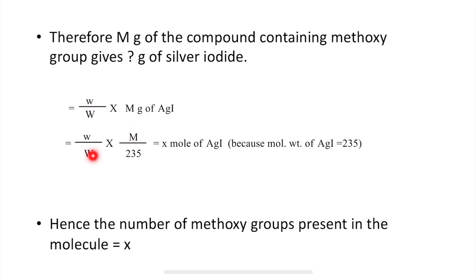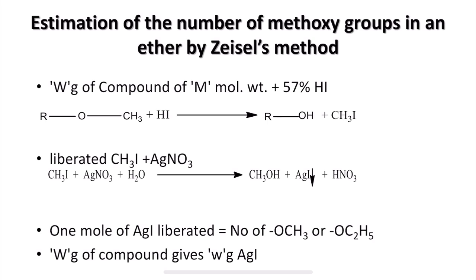By knowing all these parameters, if we substitute here and calculate, we get the number of methoxy groups present in the molecule equals X, a certain number. In this way we can estimate the number of methoxy or ethoxy groups in an ether by Ziesel's method. I hope you understood this. If you want, I will repeat it again in 2 minutes, so that it is very clear.